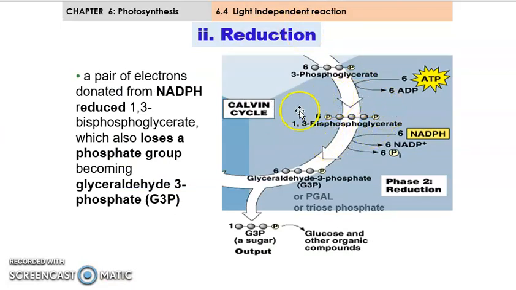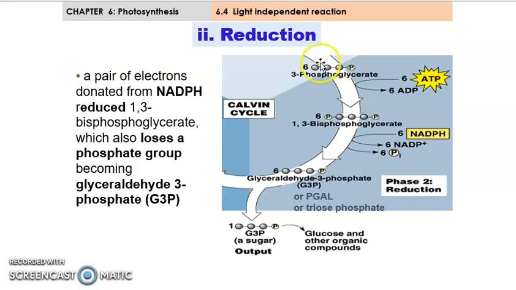Okay. So next, next phase reduction. Okay, so kita tengok dekat sini tadi dah terhasil 1,3-bisphosphoglycerate. So what happened to the 1,3-bisphosphoglycerate? So a pair of electron donate from NADPH here. So means that NADPH will donate or transfer its electron to 1,3-bisphosphoglycerate. So that's why 1,3-bisphosphoglycerate will be reduced. Okay, and also 1,3-bisphosphoglycerate will lose the phosphate group. So that's why awak akan nampak ada 6 phosphate group yang keluar daripada 1,3-bisphosphoglycerate. Okay, so it will produce glyceraldehyde 3-phosphate or G3P. Okay, so ni adalah phase 2 yang kita panggil sebagai reduction.